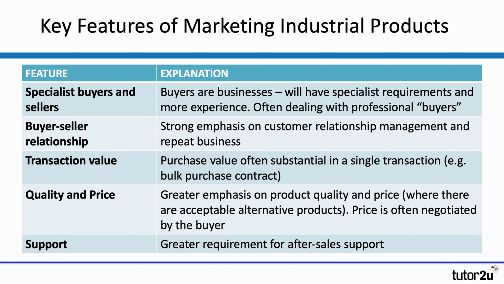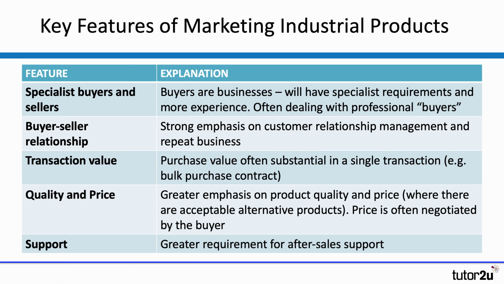Key thing with industrial products is that the marketing mix tends to be pretty different. You tend, for example, when buying industrial products, to be dealing with specialist buyers and specialist sellers. Often you'll have professional buyers within a business whose job it is to get the right product at the right price. Therefore, there is more time invested in the buyer-seller relationship. Quality is always an issue in industrial products. And similarly, depending on the type of product, you tend to need more after-sales support.